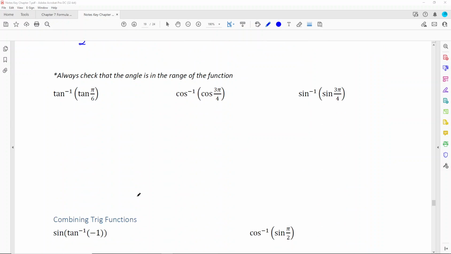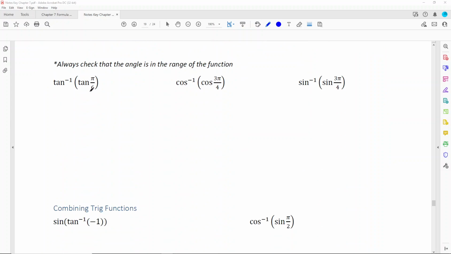Okay, now we're going to do the opposite. So is this going to be the same? Well, we're taking the tan of pi/6 and then we're taking the inverse tan of that ratio. So it should be. The only thing we have to make sure of is that the angle is in the range of the function. So what we could just do is check ahead of time, right? I don't know why I'm writing cos first all of a sudden.